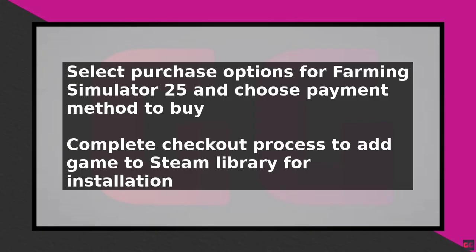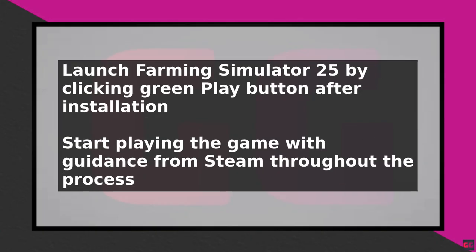Then choose your installation options, such as creating a desktop or start menu shortcut and selecting the drive where you want to install the game. After the installation is complete, you'll receive a notification from Steam, and you can launch the game by clicking the green Play button. The game will then launch, and you can start playing.